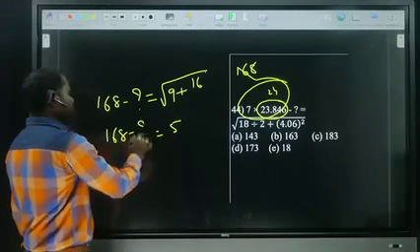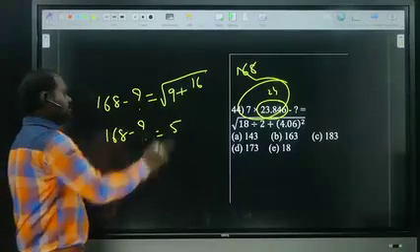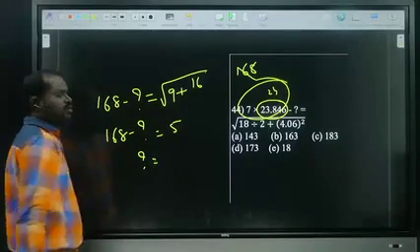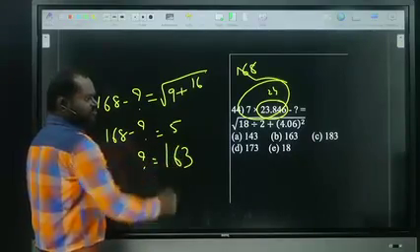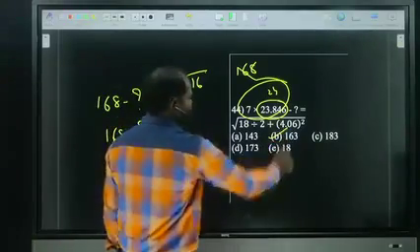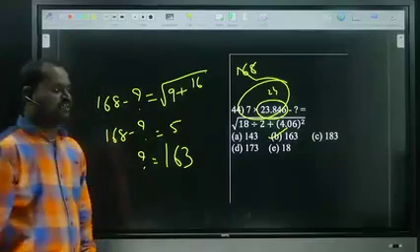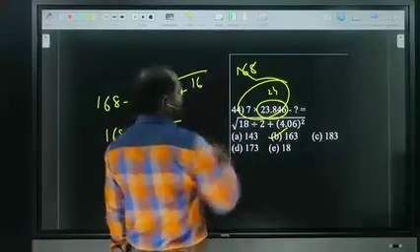168 minus question mark equals 5. So take the question mark to that side. Question mark equals 168 minus 5. How much? 163. 163 is the right answer. Okay?